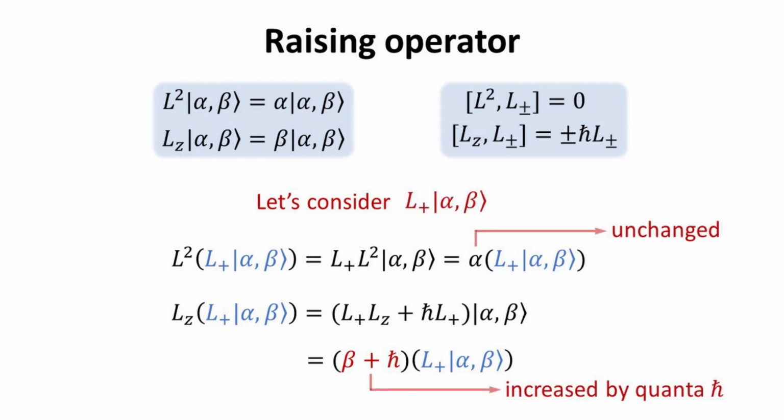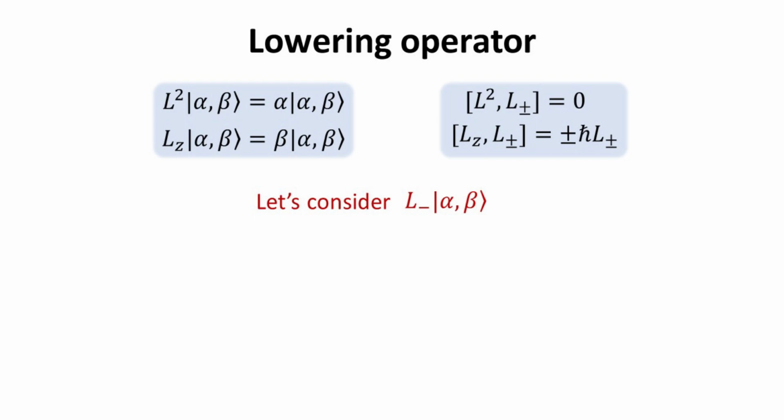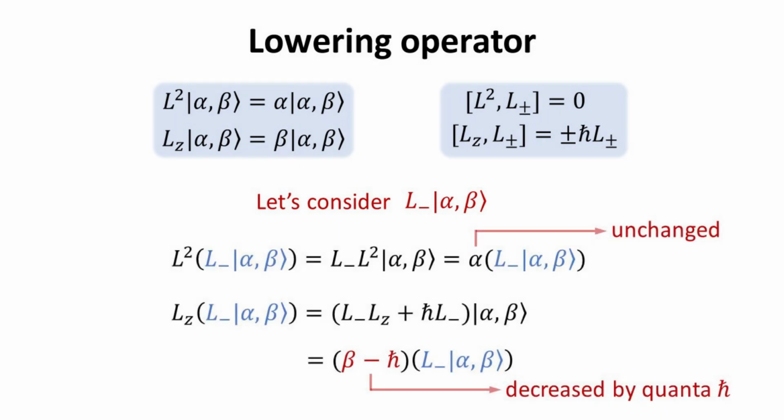Thus, L plus promotes the eigenstate to the next rung in Lz, increasing its eigenvalue by a quantum, but leaving the eigenvalue of L squared unchanged. Therefore, we call L plus the raising operator. Naturally, we should expect L minus to do the opposite, and it is called the lowering operator. Indeed, one can show that L minus demotes the eigenstate to the next rung in Lz, decreasing its eigenvalue by a quantum, but leaving the eigenvalue of L squared unchanged. Therefore, we call L minus the lowering operator.